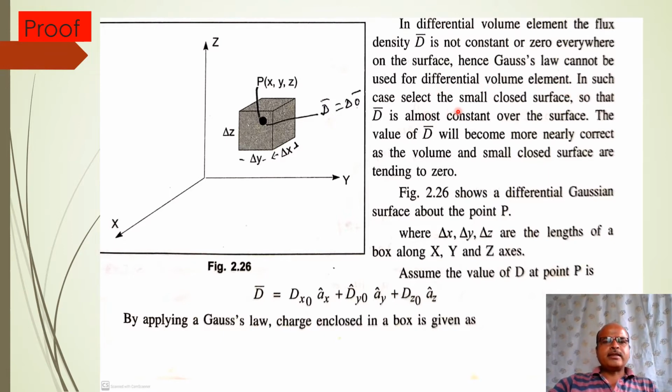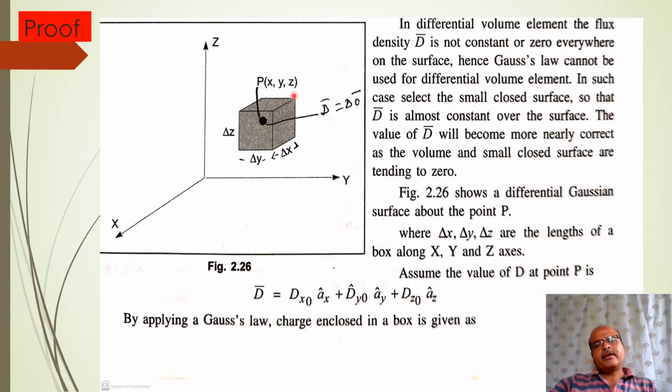In such a case, select a small closed surface so that D bar is almost constant over the surface. So we have to consider a small Gaussian surface. The value of D bar will become more nearly correct as the volume and small closed surface tend to 0. And as shown in this figure, a differential Gaussian surface about the point P is there. So this is a differential Gaussian surface, and point P is as shown in this figure.